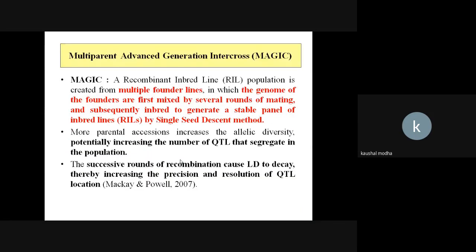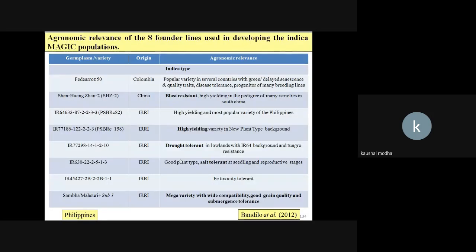Now, the next population utilized for combined linkage and association mapping is MAGIC, multiple advanced generation intercross. In Bandillo et al., at IRRI, Philippines, 2012, they first developed this kind of population in rice. So these are the genotypes they selected, including this very famous mega variety Samba Mahsuri with the Sub1 tolerance gene that is responsible for flood tolerance. The other parents they selected because of the blast resistance genes they carry, high yield, drought tolerance, salt tolerance, and all these things.